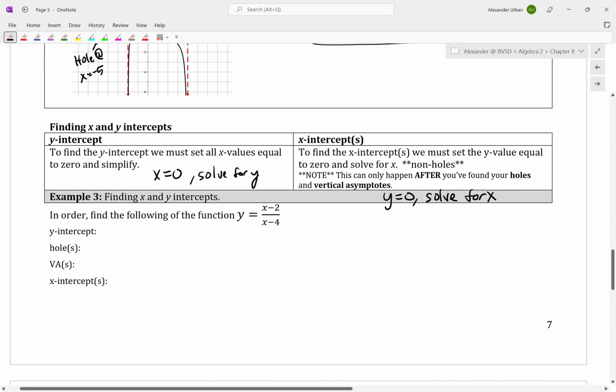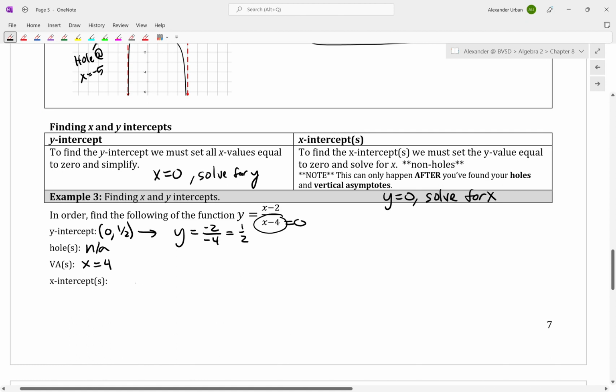So let's find our x and y intercepts and our holes and our vertical asymptotes in this function here. To find our y-intercepts, we need to just get rid of our x's or set them equal to 0, which is going to be -2 over -4, which in this case is going to be positive 1/2. So when we put in 0, we get out 1/2. That is our y-intercept. We need to find our holes. There are none because it's not reducible. There's no holes, not available. But there is a vertical asymptote at x equals 4 because we set our denominator equal to 0.